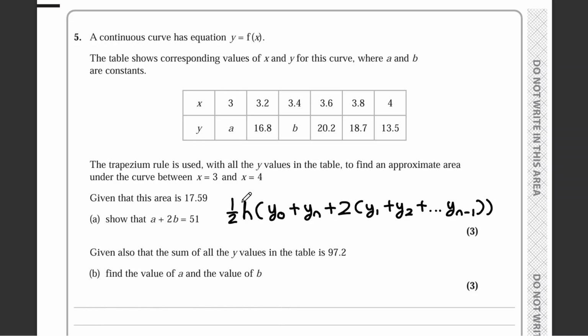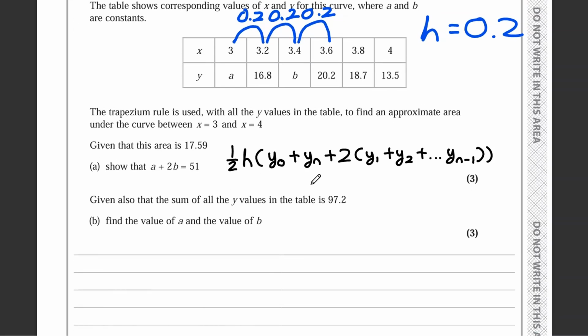Now remember, h is the width of the trapeziums, and it's also the difference between the x values. On this table you can see that as we go from 3 to 3.2, 3.2 to 3.4, 3.4 to 3.6, they all have a difference of 0.2. So therefore, h is equal to 0.2. That's what we're going to sub in for h, and then these y values here are just the y values in the table.